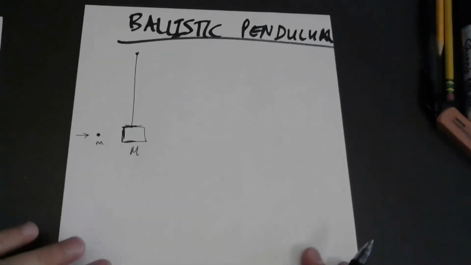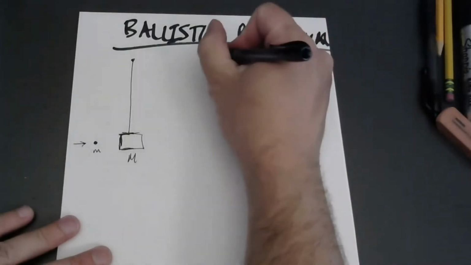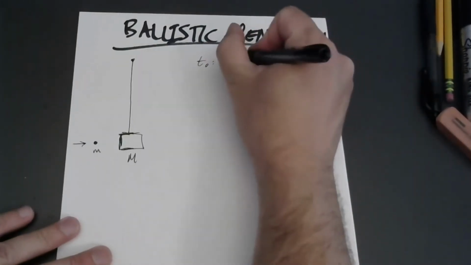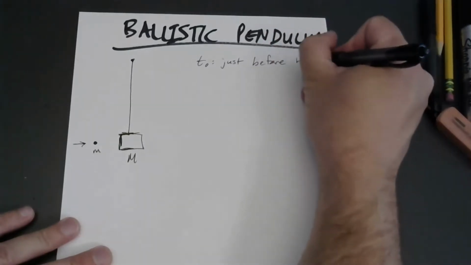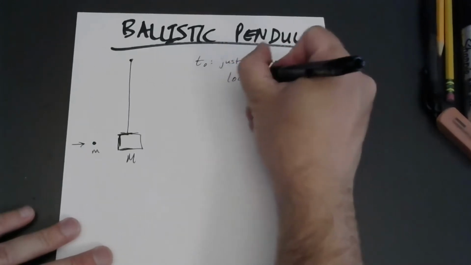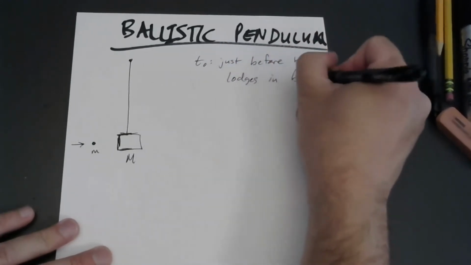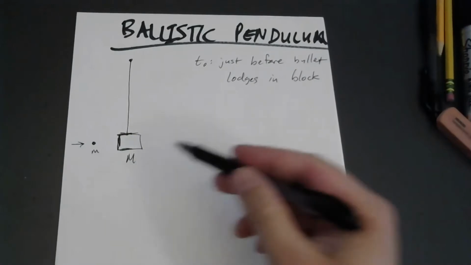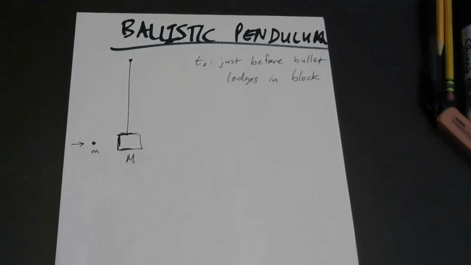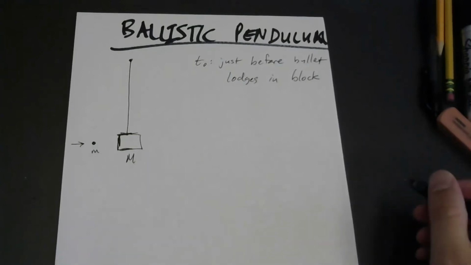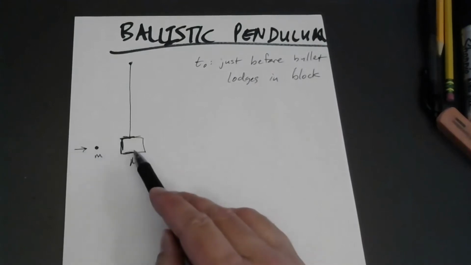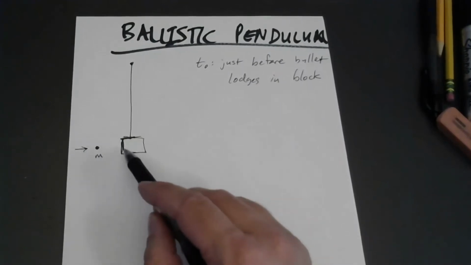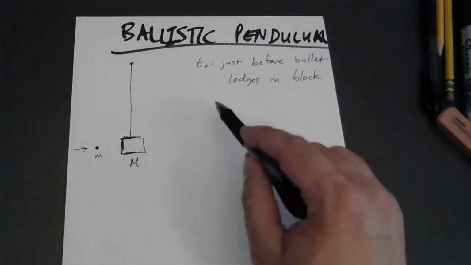And let's decide on some times here. T0 will be the moment just before the bullet lodges in the block. Since it's made out of something like wood, we don't anticipate that the bullet will go right through the block. It will burrow itself into the block, and then the two will be stuck together. And you can imagine that a very fast-moving bullet would lodge in the block and give it enough kinetic energy, let's say, to swing upwards by some amount.